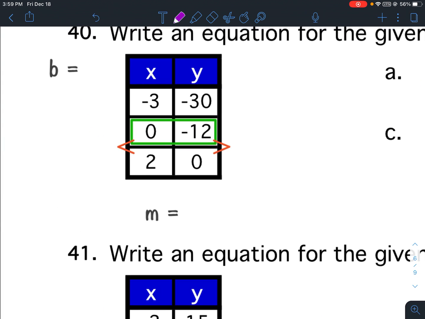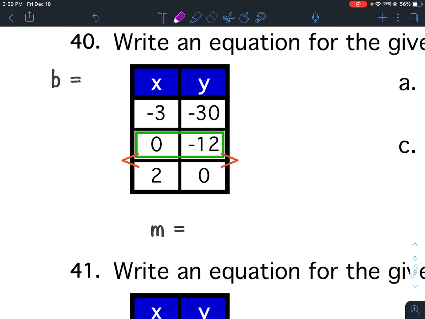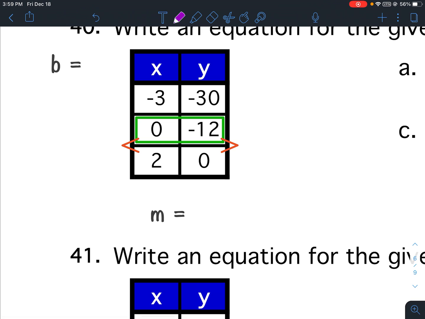Well, this table is nice because it gives you x is 0. That's what I have boxed there in the middle, 0, negative 12. That is nice because, remember, the y-intercept, your b, is the value of y when x is 0. So we always want to look for that x is 0. And if you have x is 0, then that y value that corresponds with it is your y-intercept. So b is negative 12.